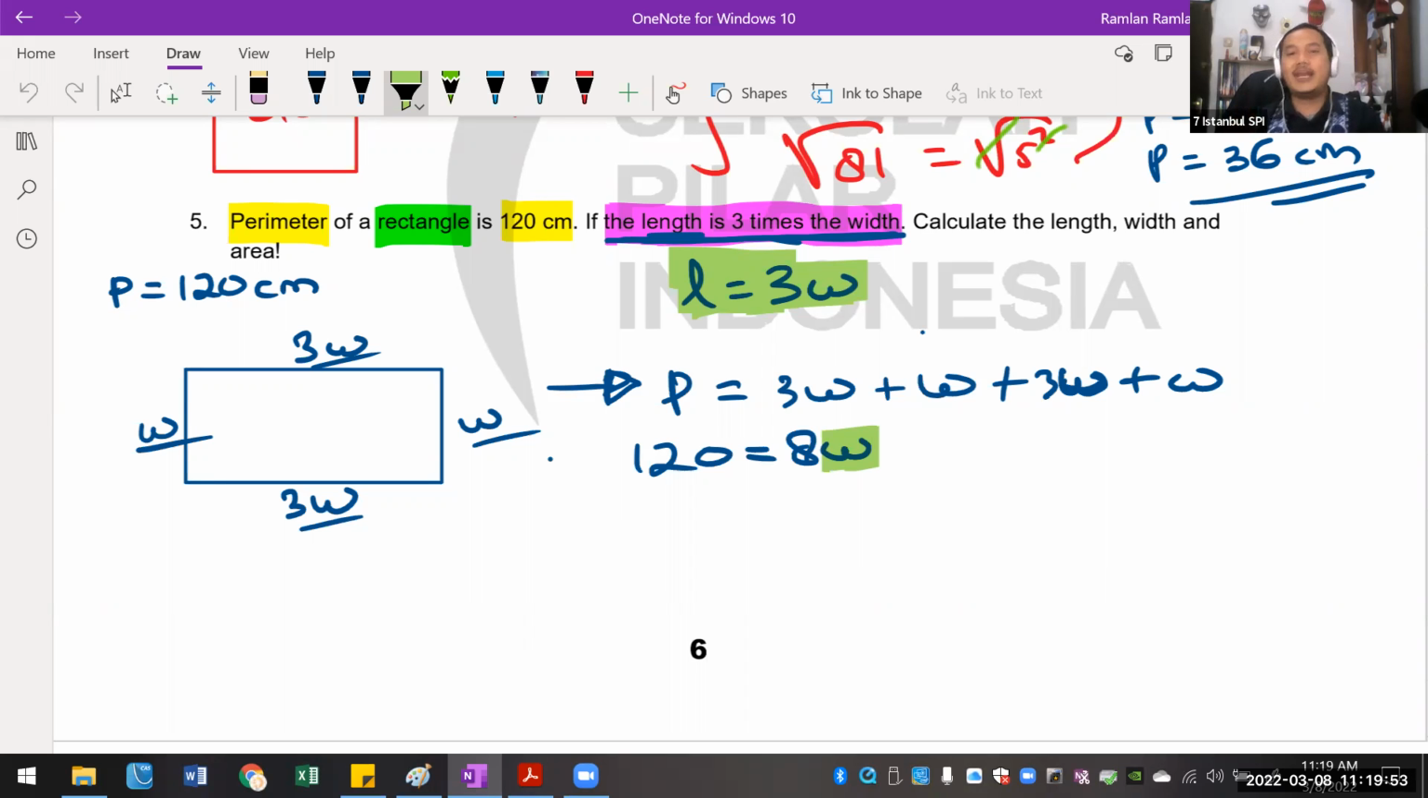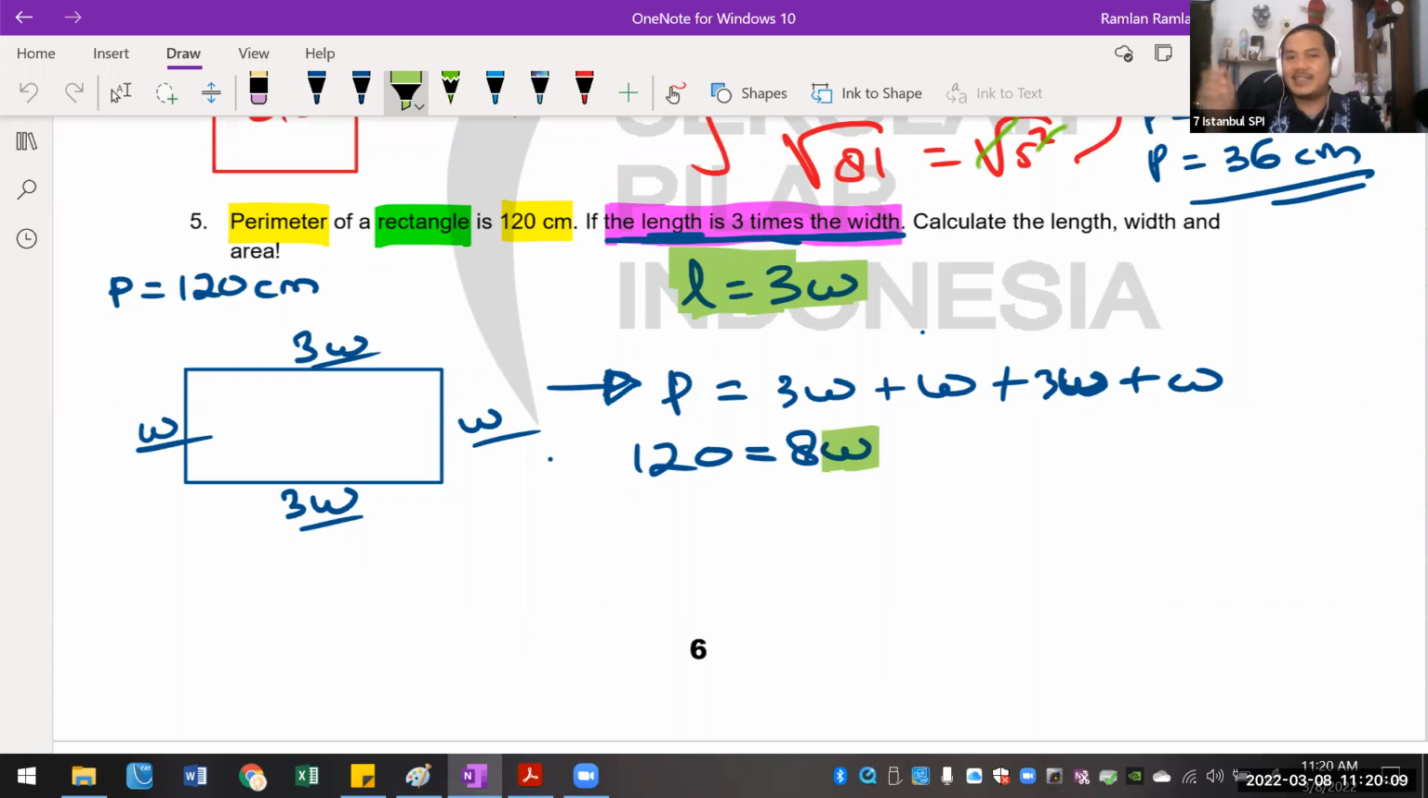Oke, W-nya lagi di sebelah mananya sama dengan? Sebelah kanan atau sebelah kiri? Sebelah kanan, Pak. Sebelah kanan. Di sebelah kanan ada yang di sebelah kanan sama dengan, ada yang lain nggak selain si W? Ada 8, Pak. Ada 8. Berarti kita harus ilangin tuh 8-nya.